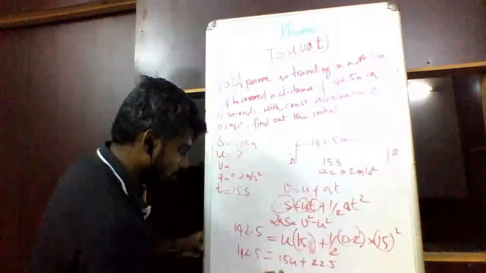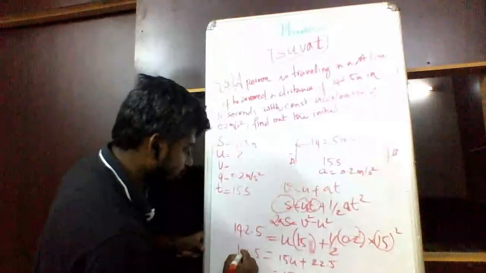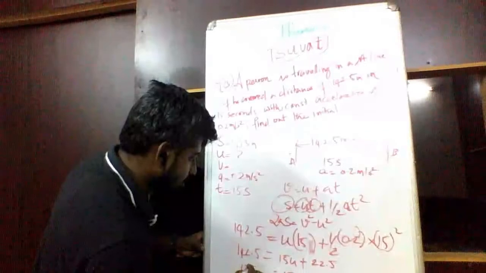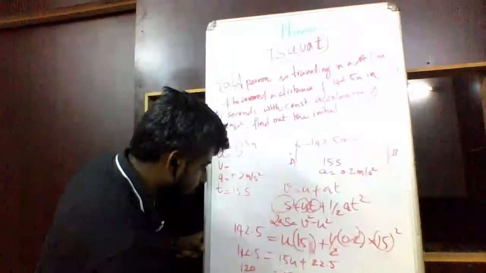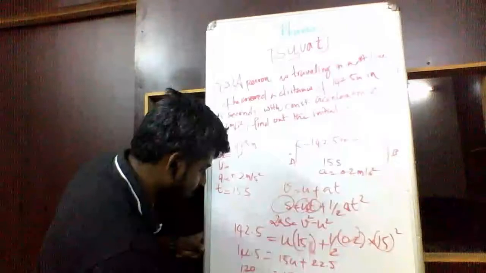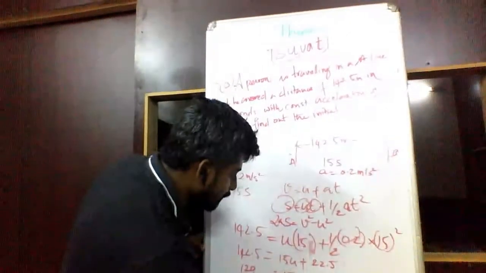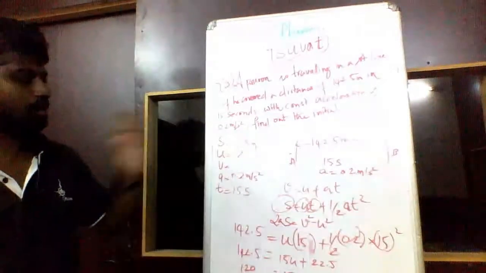This 15U will be there. Now 142.5 minus 22.5, 120, right? 120. Now U is equal to 120 divided by 15, that is equal to 8 meter per second. Okay, U is equal to 8 meter per second.